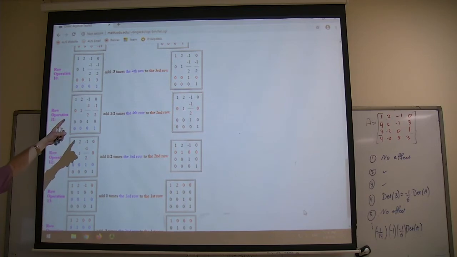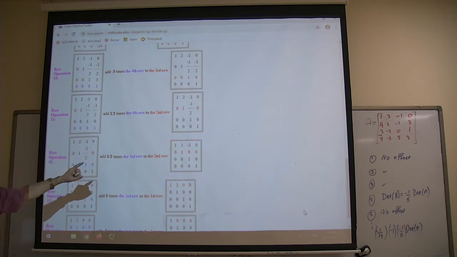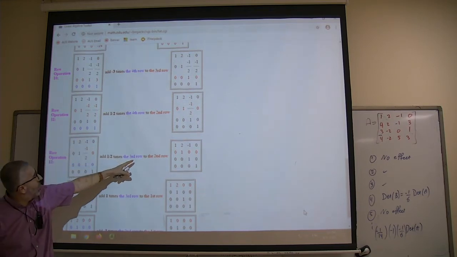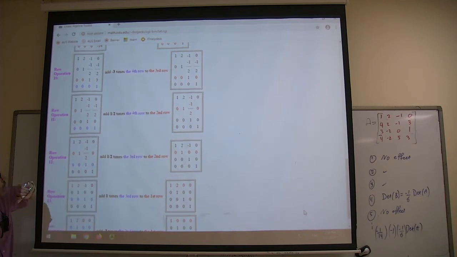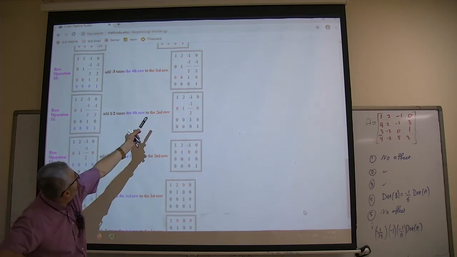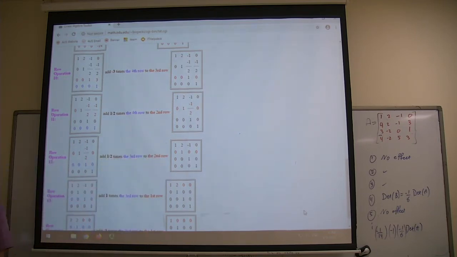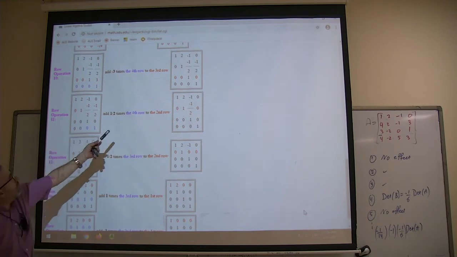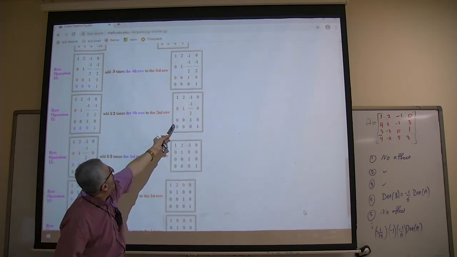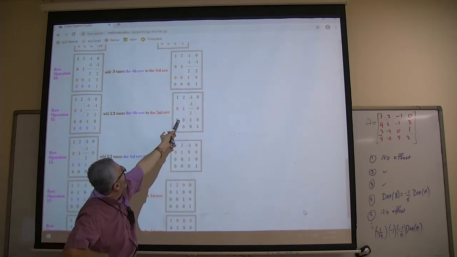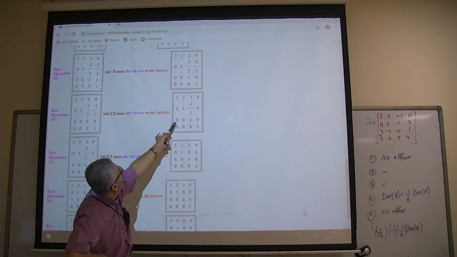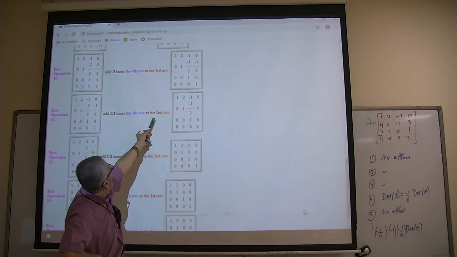Add negative 3 times the fourth row to the third row. Has no effect. Add 1/2 times the fourth row to the second row. Has no effect. Add 1/2 times the third row to the second row. Has no effect. Well, as you see here, maybe I went too far. I don't need to keep going, because you can see here echelon form. You can take any one of those as your echelon form. So I can stop here.